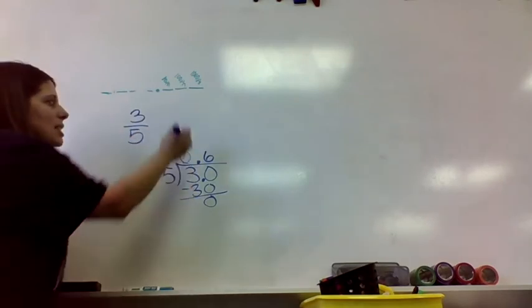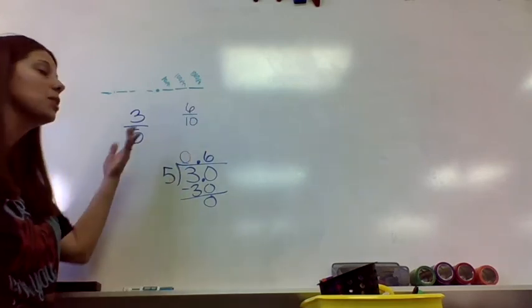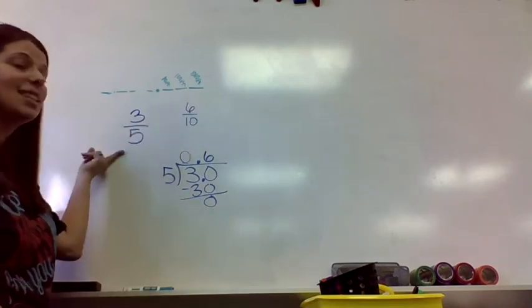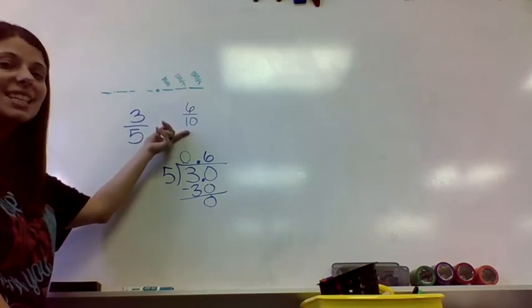So if you said this number as 6/10, then you have created a fraction that is equivalent to 3/5. So 3/5 is the same as 6/10.